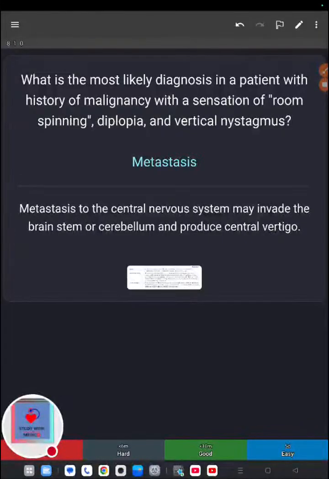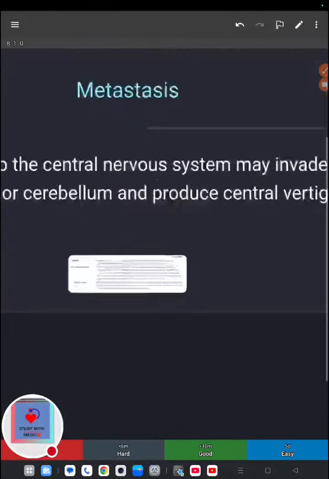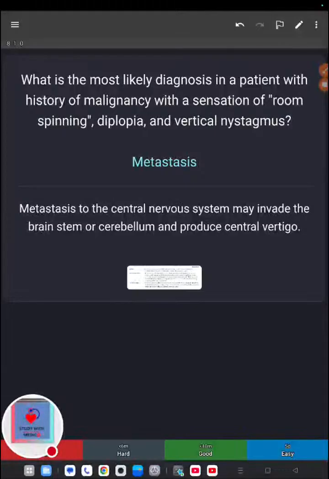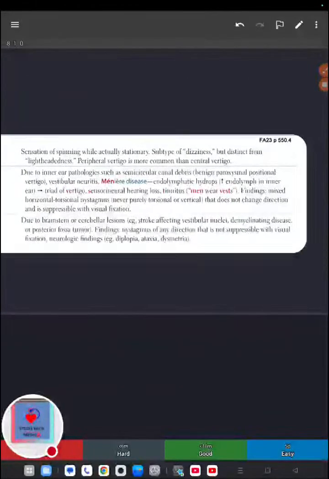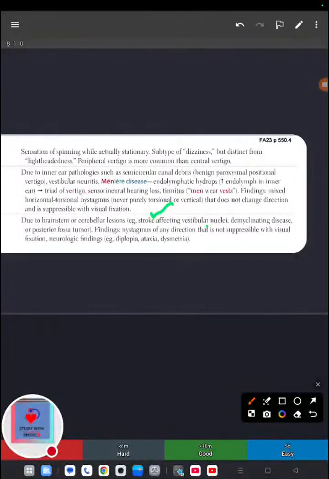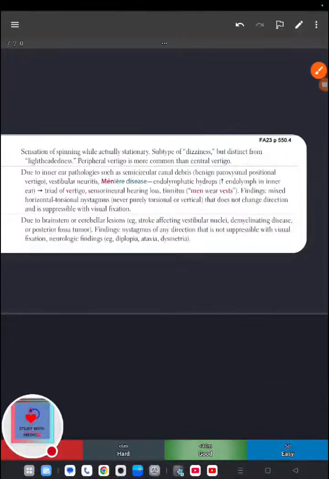This is metastasis to the central nervous system that invades the brain and cerebellum to produce central vertigo. There is a metastasis. It is due to brainstem or cerebellar lesions like stroke, vestibular nuclei involvement, demyelinating disease, or posterior fossa tumor. There is nystagmus in any direction that is not suppressible with visual fixation. Neurological findings: diplopia, ataxia, dysmetria.